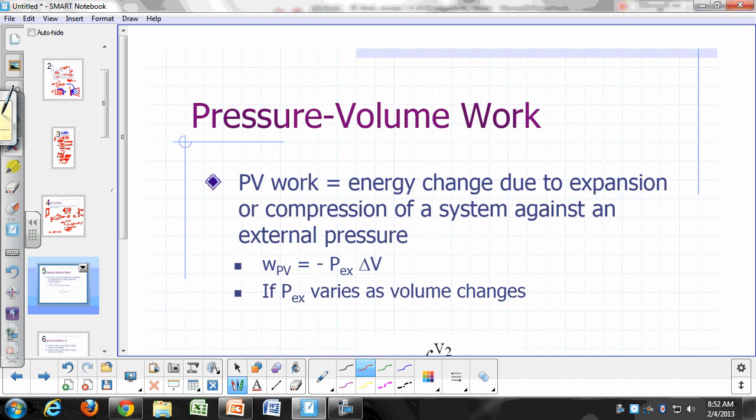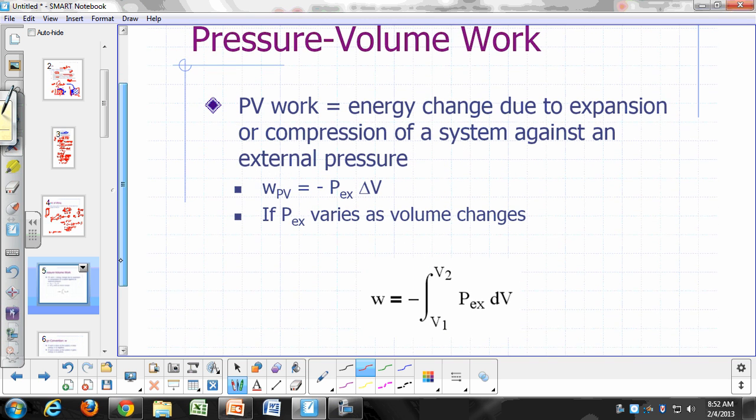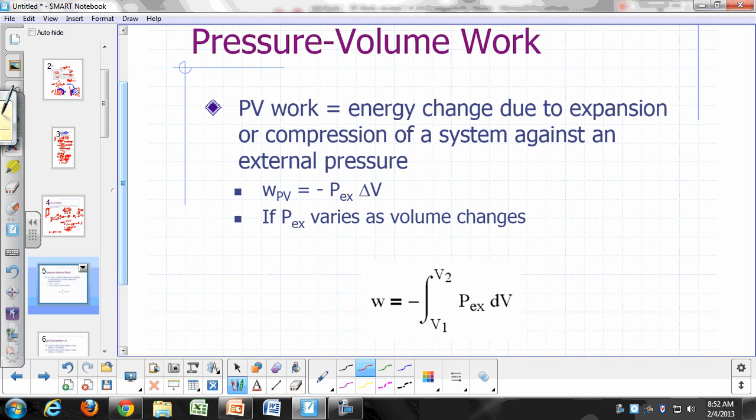All right. Now, in our case here, we're really more interested in pressure volume work for most of the stuff we're going to talk about. Pressure volume work is energy change due to expansion or compression of a system against an external pressure. So the PV work is negative P external times delta V. Okay.